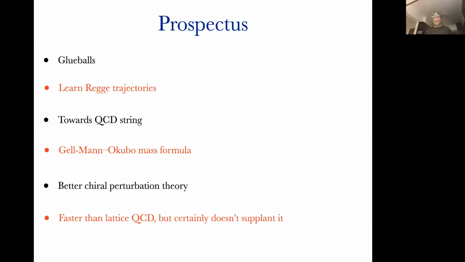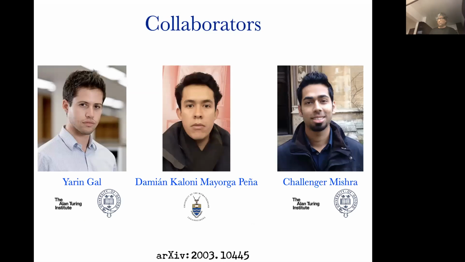So these new ideas in this QCD sector we're exploring with Orlin Kuchumbov, who's a second-year undergraduate at Oxford. My main collaborators in the QCD work are Yarden Gal at Oxford, Damien Mayer-Lapena, who's a postdoc at the Wits, and Challenger Mishra, who's at Oxford, soon to be moving to Cambridge.